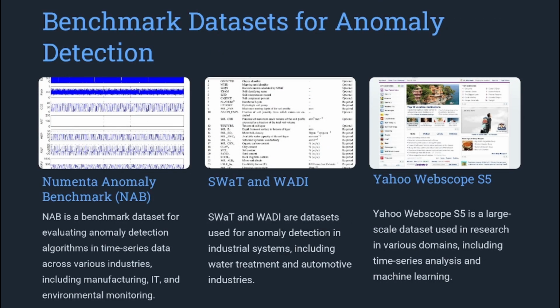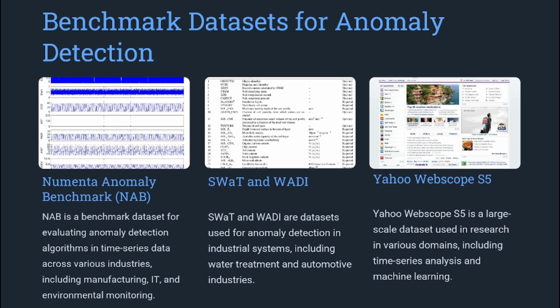Now we will see what the benchmark datasets for anomaly detection are. Here I have listed primarily three benchmark datasets. First is Numenta Anomaly Benchmark. NAB is a benchmark dataset for evaluating anomaly detection algorithms in time series data across various industries, including manufacturing, IT, and environmental monitoring. SWaT and WADI.